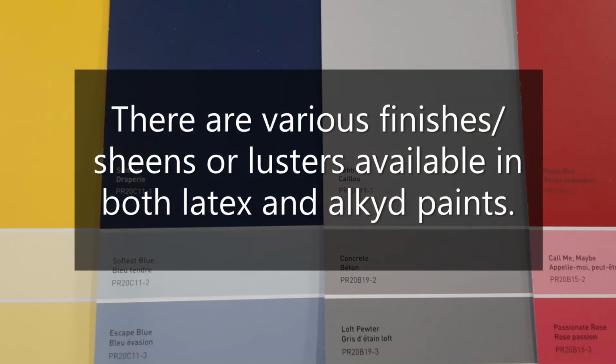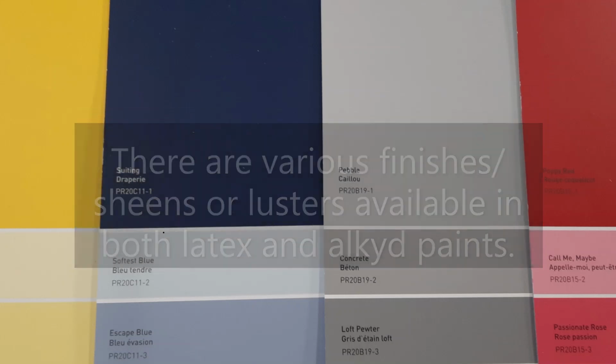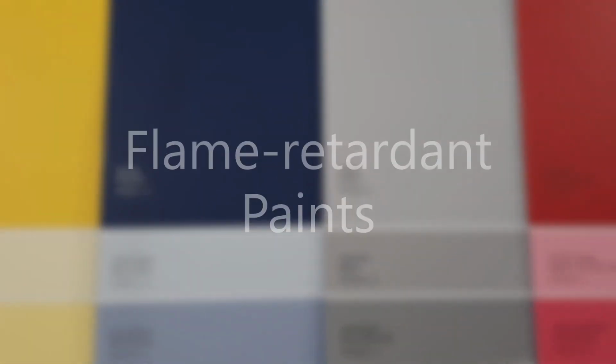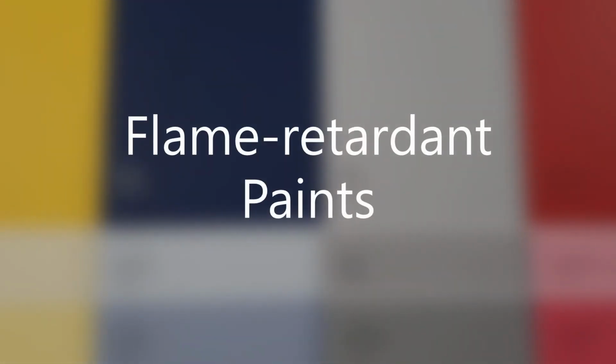There are various finishes/sheens or lusters available in both latex and alkyd paints, some of which are flat/matte, satin, eggshell, semi-gloss, gloss/high gloss. We will go into more detail with each in another lesson. Now let's look at flame retardant paints.